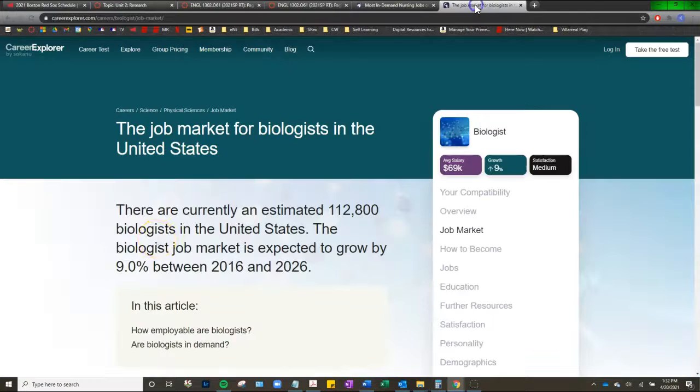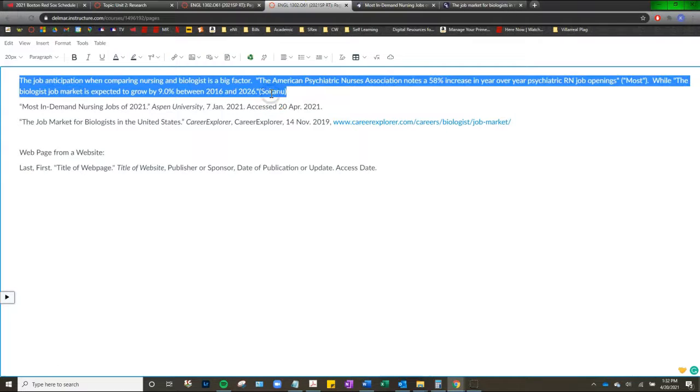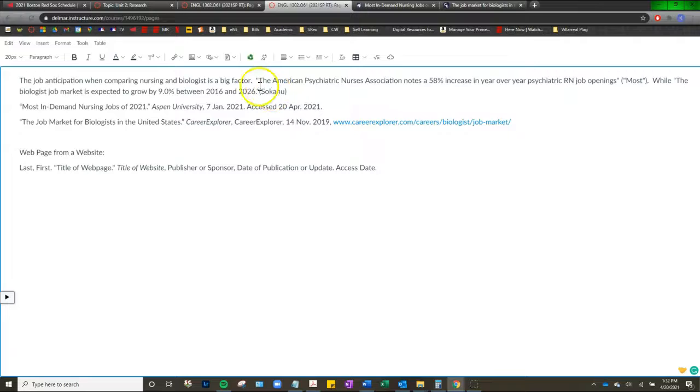Career Explorer, is that the website? I would say so, but I am also seeing this little byline underneath, by Socanu. So that explains why that is in the citation. So I understand there's a little bit of weird things. So I would say let's go with Career Explorer by Socanu as the name of the website.